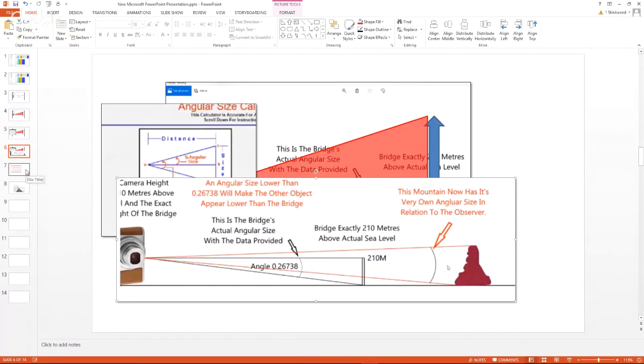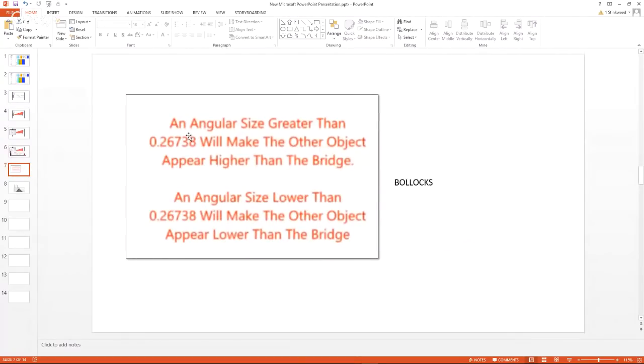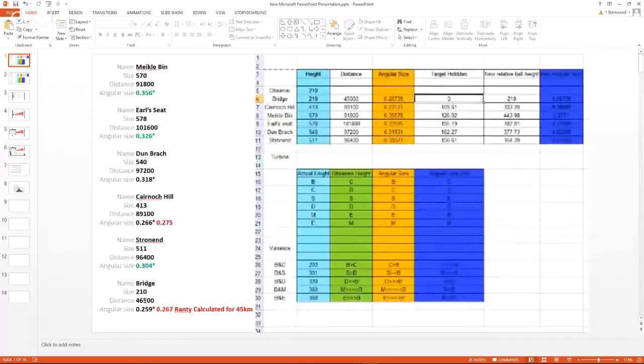Oh, and he also made one other point, which I thought was funny. He says the angular size of the bridge is 0.26738 degrees. Now the problem is that he was actually measuring for 45 kilometers instead of 46.5, which is the actual distance. So it's forgivable. The number is right for what he calculated, but unfortunately his distance was wrong. And I haven't checked up on this one, but their size is actually a lot different on this as well.